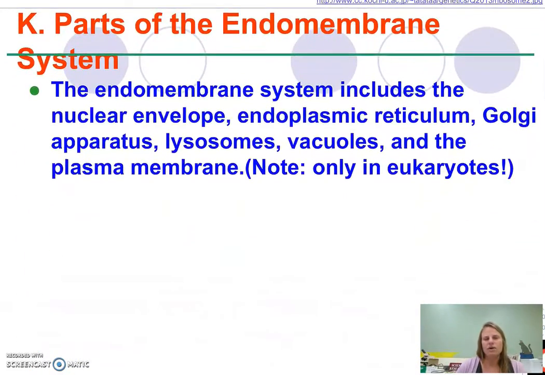And just to wrap up and remind us about the organelles that are parts of the endomembrane system, let's revisit that. So the organelles that are part of the endomembrane system include the nuclear envelope, the endoplasmic reticulum, the Golgi apparatus, the lysosomes, vacuoles, and the plasma membrane.